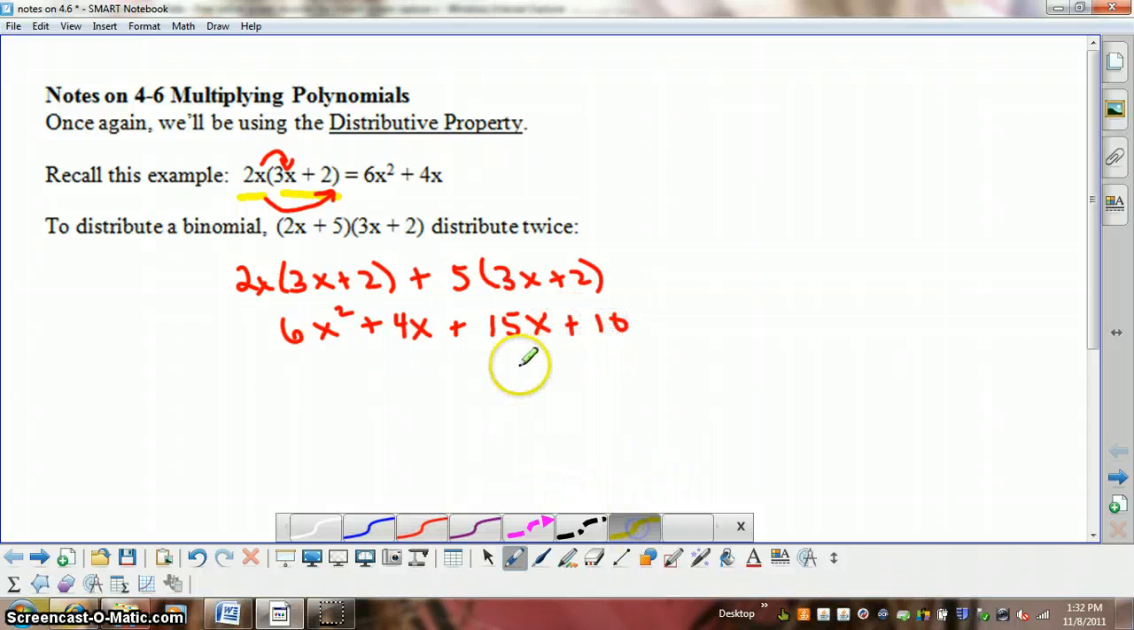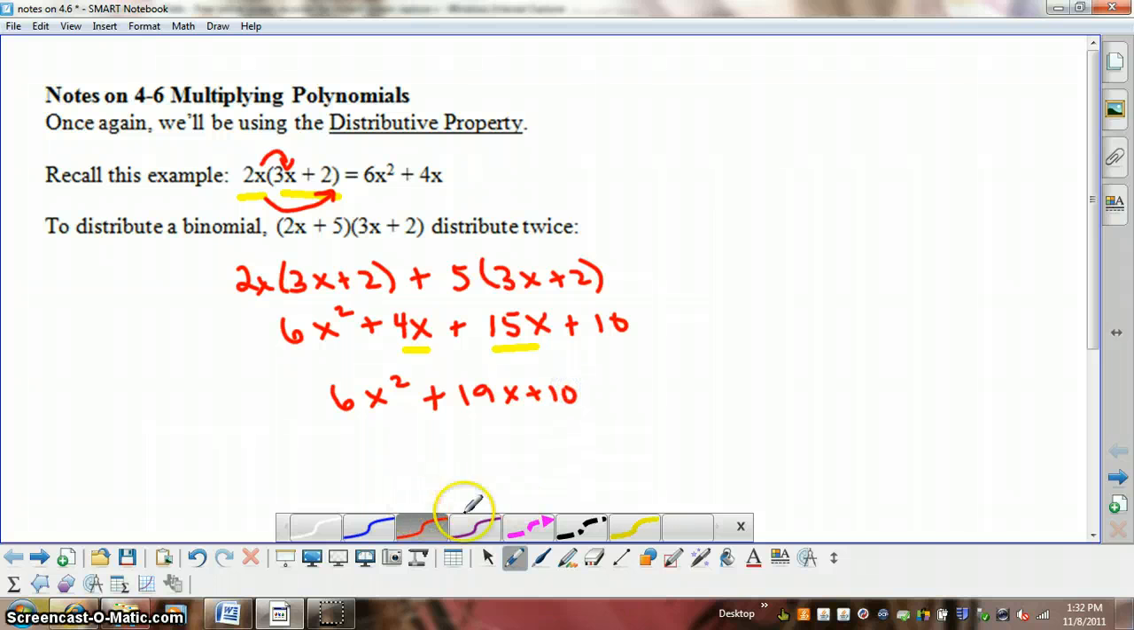And then we have two like terms here, the 15x and the 4x, so we can combine those. And our final answer for this, when we multiply 2x plus 5 times the quantity 3x plus 2, is 6x squared plus 19x plus 10.